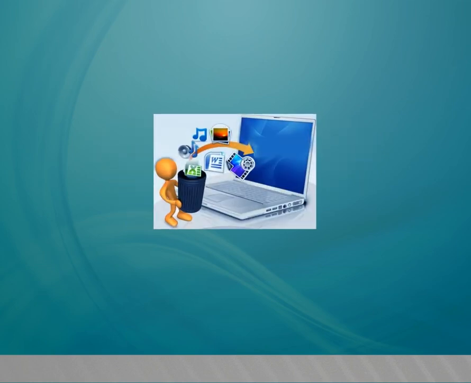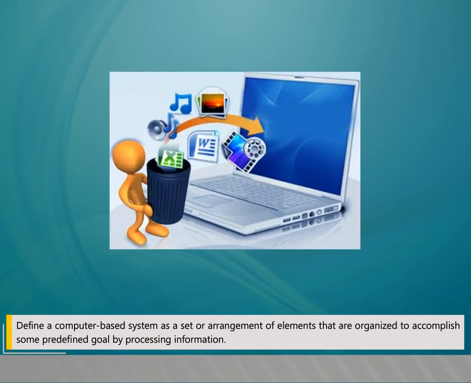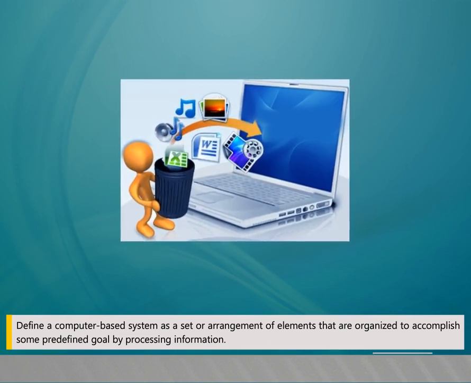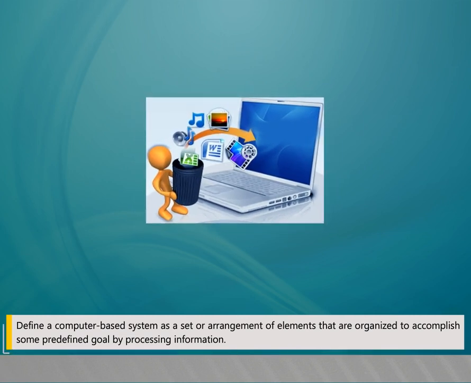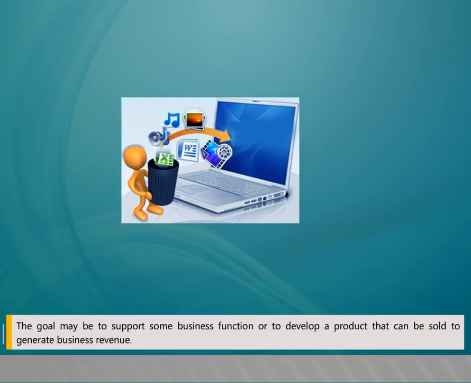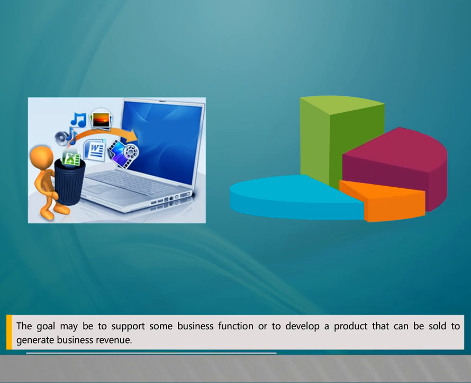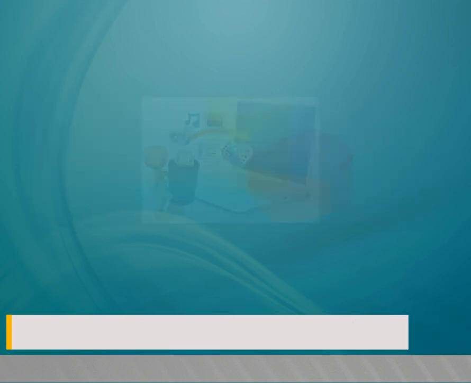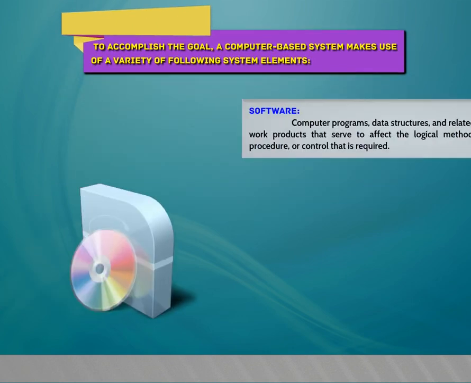Computer-based systems. Define a computer-based system as a set or arrangement of elements that are organized to accomplish some predefined goal by processing information. The goal may be to support some business function or to develop a product that can be sold to generate business revenue. To accomplish the goal, a computer-based system makes use of a variety of the following system elements.